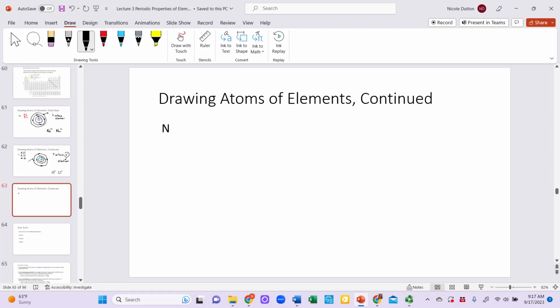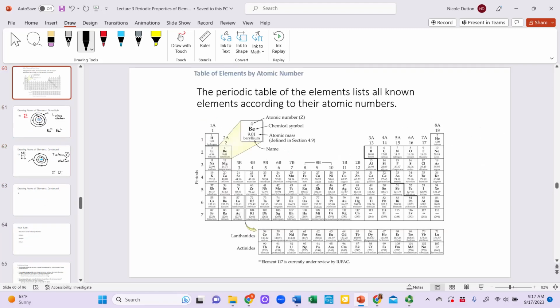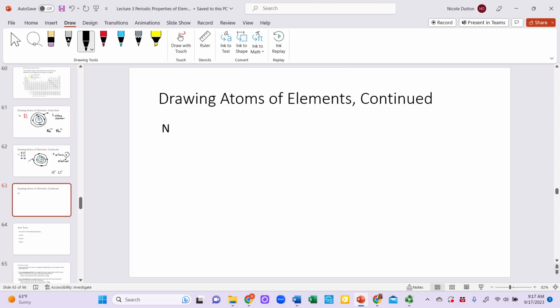Now we're going to draw nitrogen. So going back to our periodic table, we see nitrogen here. Nitrogen has an atomic number of 7 and a mass number, if we round this atomic mass, of 14. So nitrogen is going to have 7 protons, and because it's uncharged, it's going to have 7 electrons. And then because the mass number is 14, we take 14 minus 7 and we get 7 neutrons.